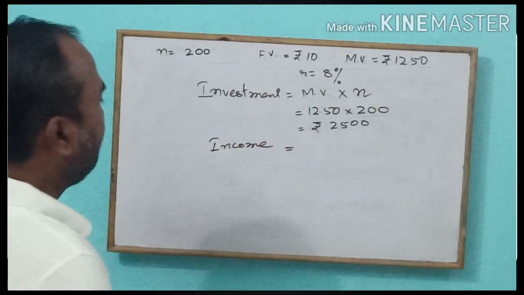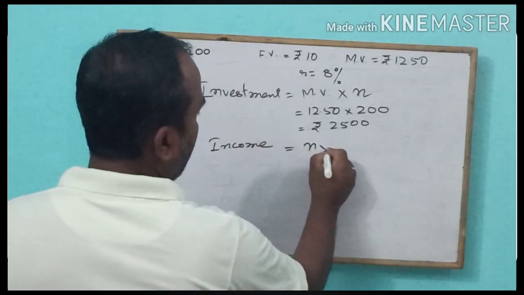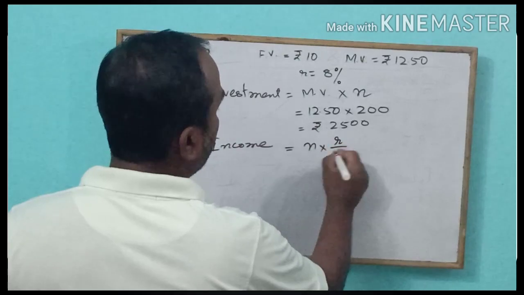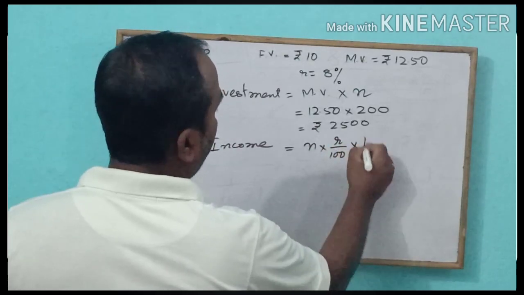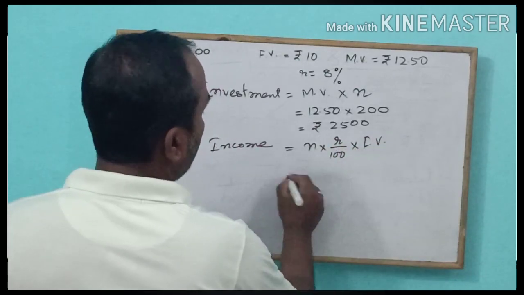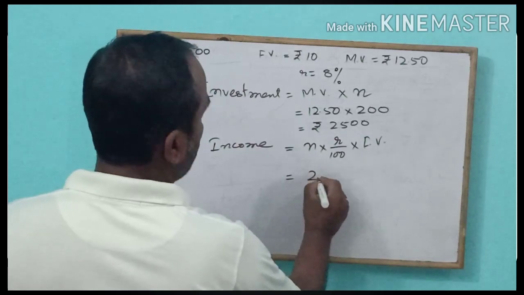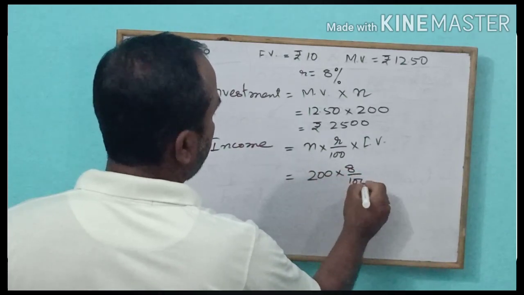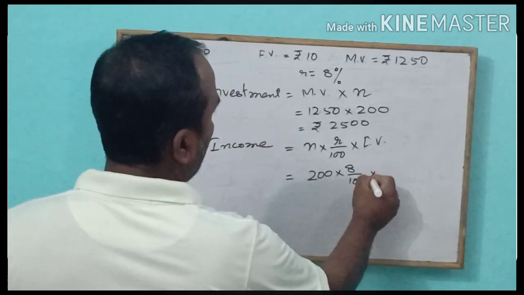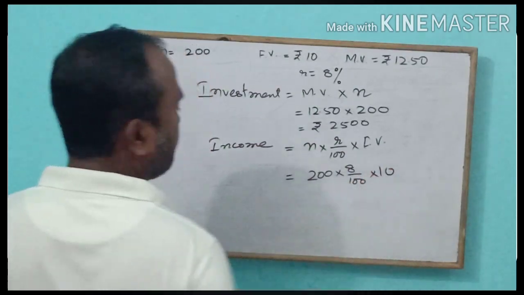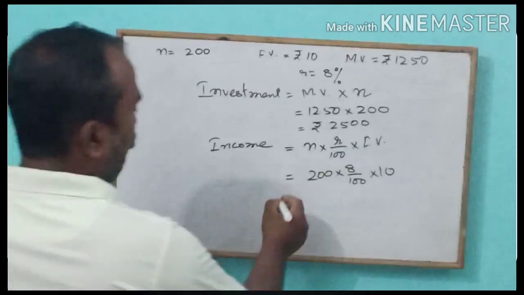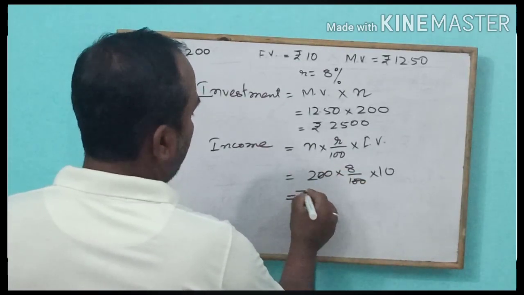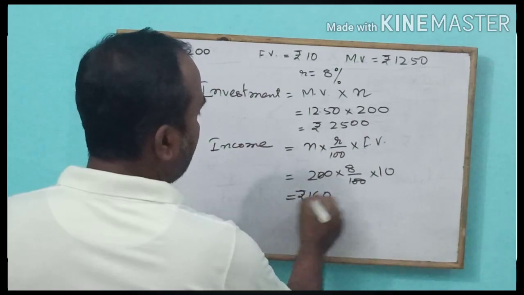Now the annual income. Annual income will be number of shares into rate of dividend into the face value. That is, number of shares is 200, rate is 8%, and face value is 10 rupees. So we get ₹160.